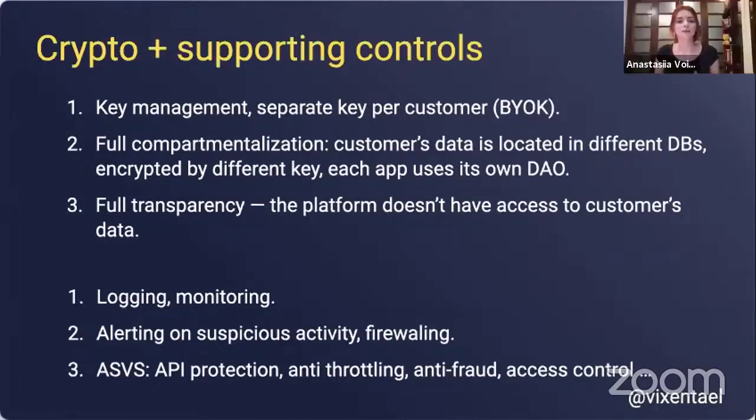Also, as we mentioned previously, cryptography works better with surrounding, supporting security controls. So in their case, at their SaaS platform, an API platform for others, they put emphasis on API protection with anti-throttling, anti-fraud, access controls, and all this alerting. So they were telling their own customers that it looks like your users behave maliciously.